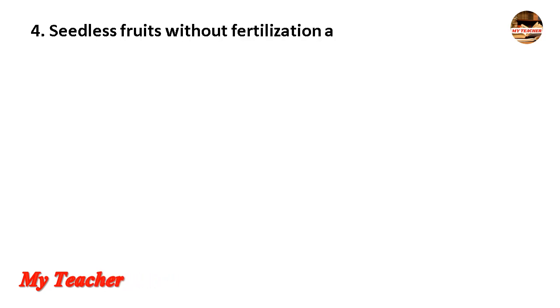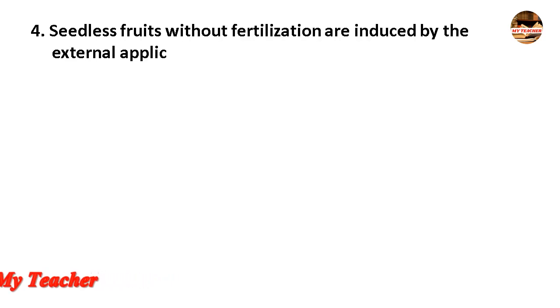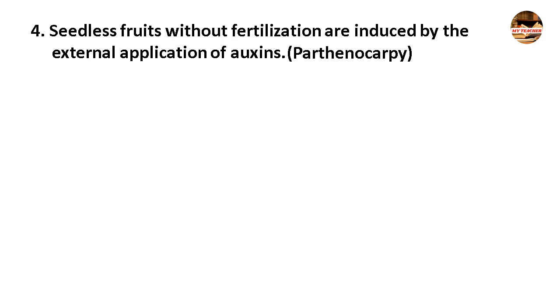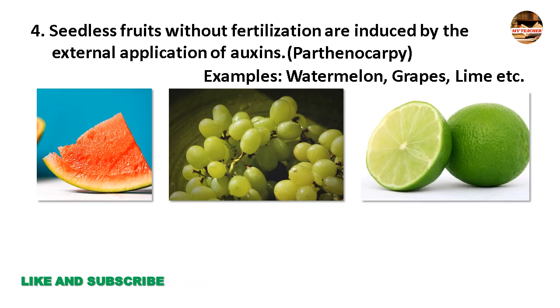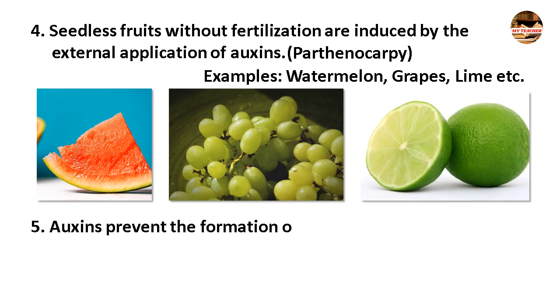Fourth point, seedless fruits without fertilization are induced by the external application of auxin. This process is called parthenocarpy. Examples are watermelon, grapes, lime, etc. Fifth one, auxins prevent the formation of abscission layer. Abscission means the shedding of various parts of the plant such as leaf, fruit, flower or seed.